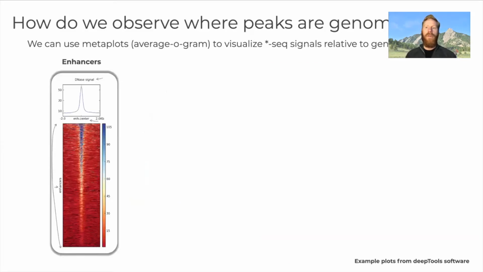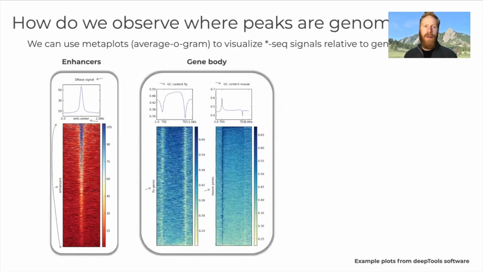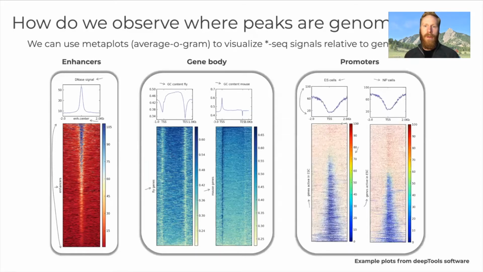So just to show you that these can be used not just for enhancers, here's an example of a gene body metaplot where each gene is scaled so that the transcription start site and the transcription end site line up, and then you can visualize here GC content across the genome-wide. Similarly, this can be done for promoters, and that's what we'll be doing today.